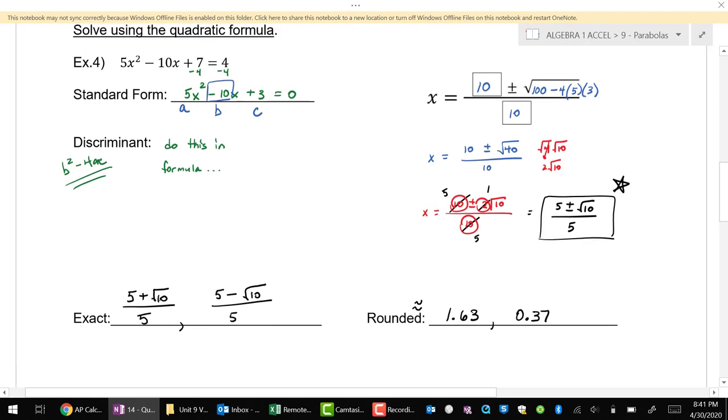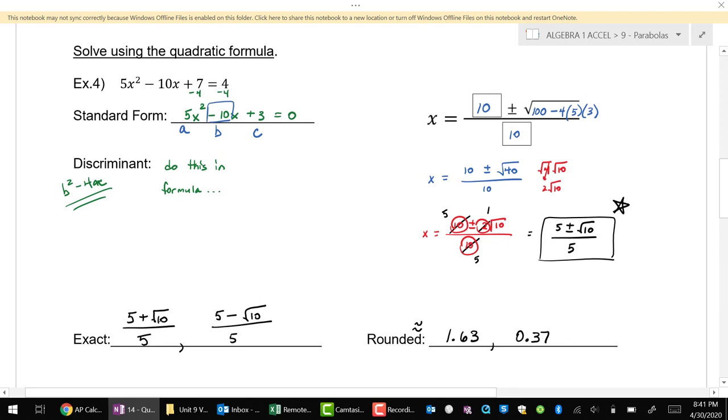So there's a complete walkthrough of a pretty complicated quadratic formula problem, but we got there. We got to the solution in the end. So standard form, plug in A, B, and C into the quadratic formula, simplify, reduce your radical, Mickey Mouse reduce, and then write both exact and rounded answers at the end.